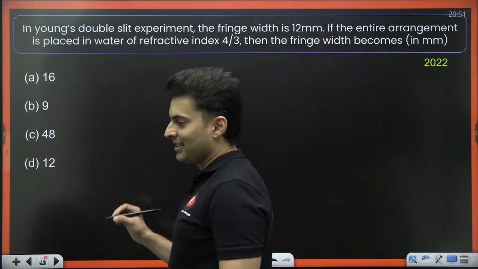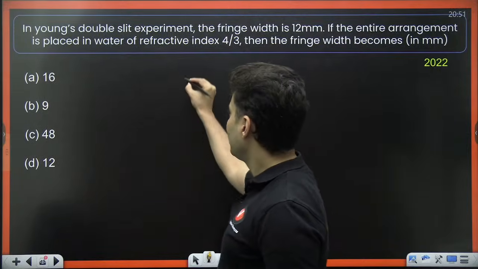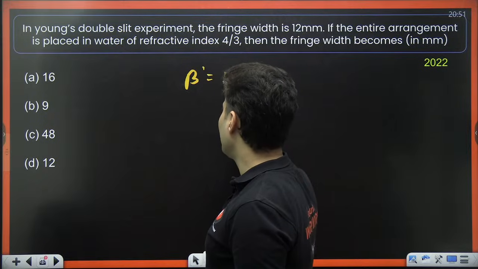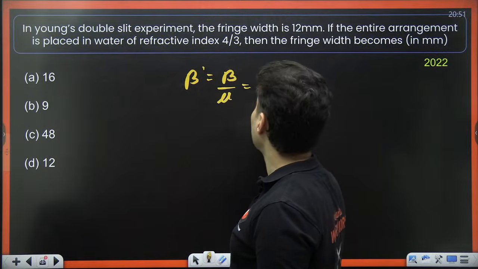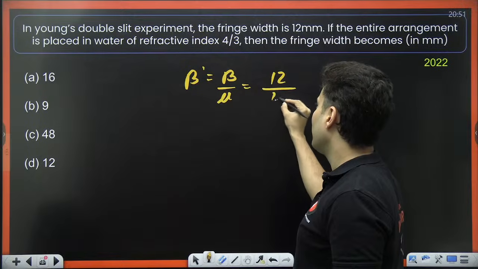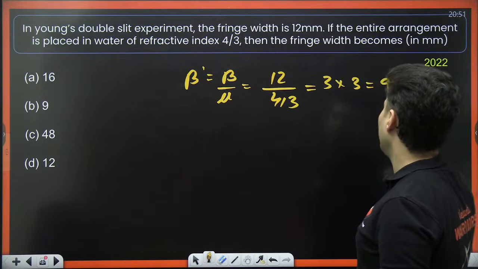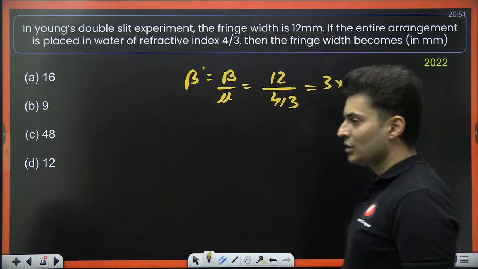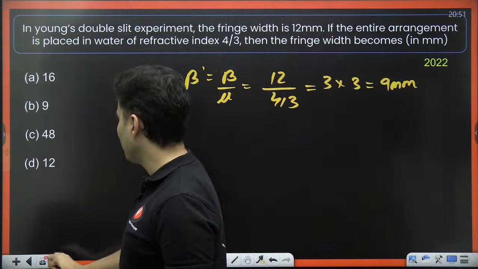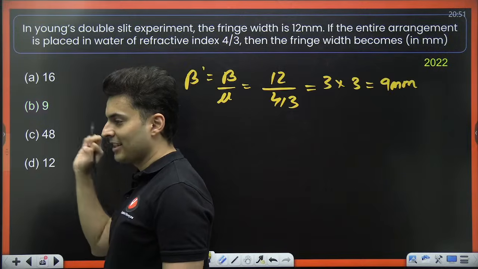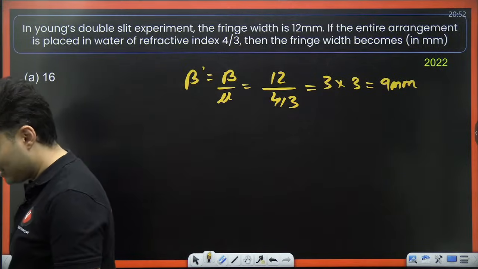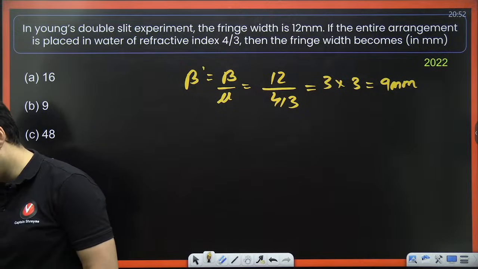So, my dear students, over here, the new fringe width will be the old fringe width divided by mu. So it is 12 divided by 4/3. 12 by 4 is 3, and 3 goes on the top. So it will be 9 millimeters. So 9 millimeters should be the answer, which is option B for IIT Bombay. You can see that right over there. Very nice. Awesome. Yes, very good.